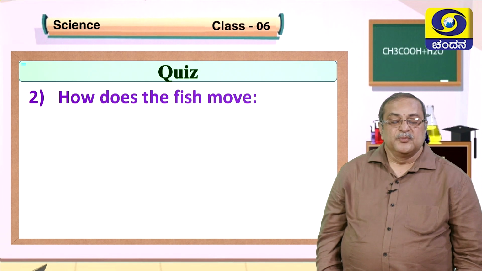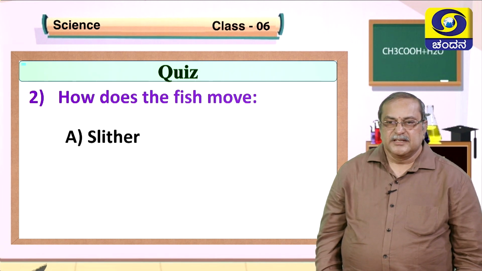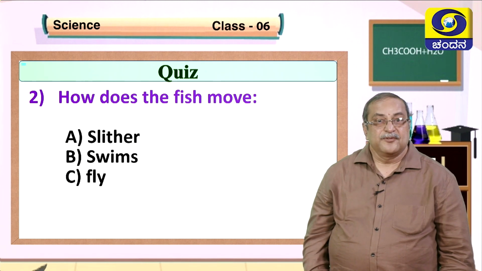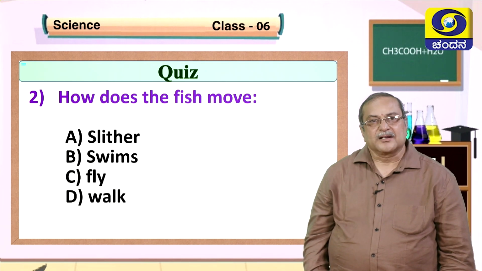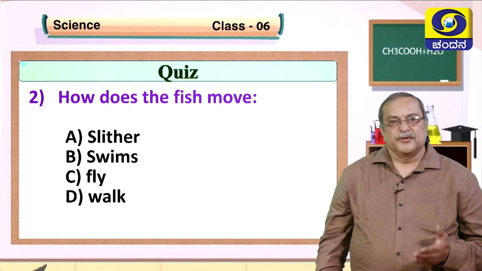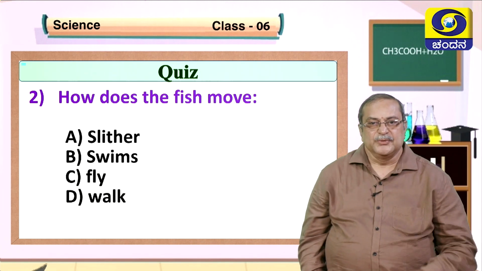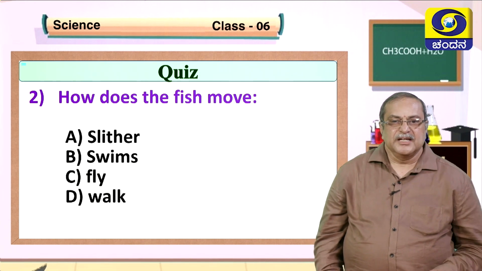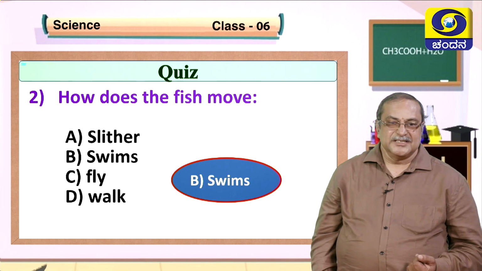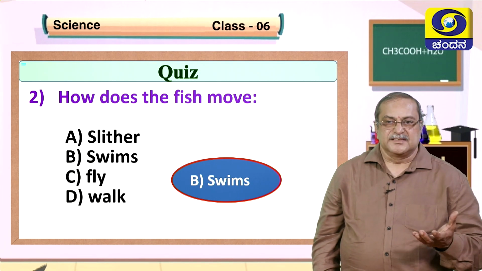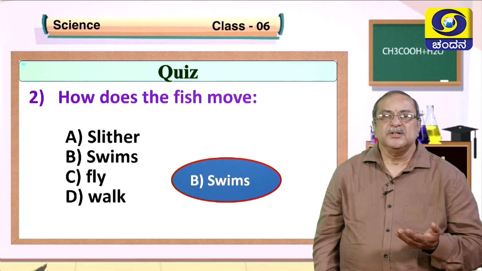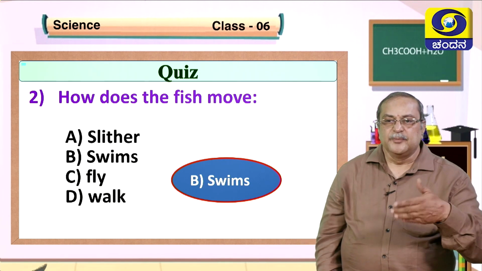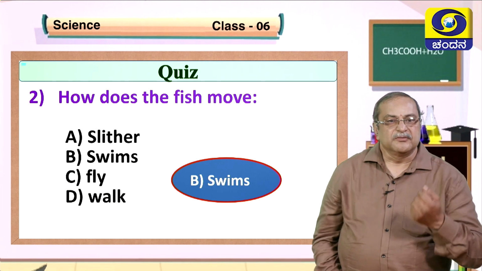How does the fish move? Slither, swims, fly, walk. So, how will they move? The fish will move in the water. How will they do it? If the organism is in the water, automatically we will say they will swim, isn't it? With the help of fins, they are able to move from one place to another place. They have different pairs of fins. Those fins help in the movement. By pushing the water, it will move.